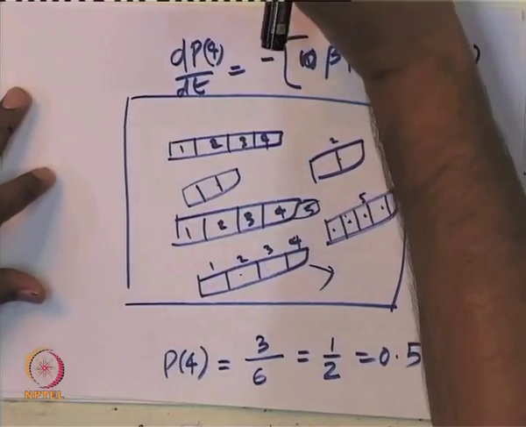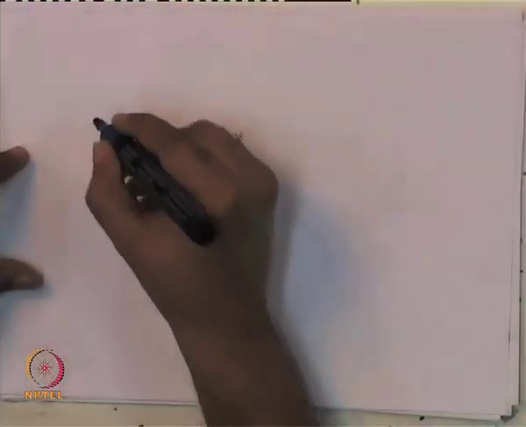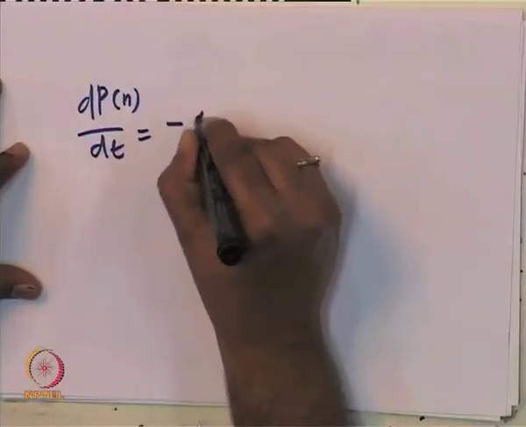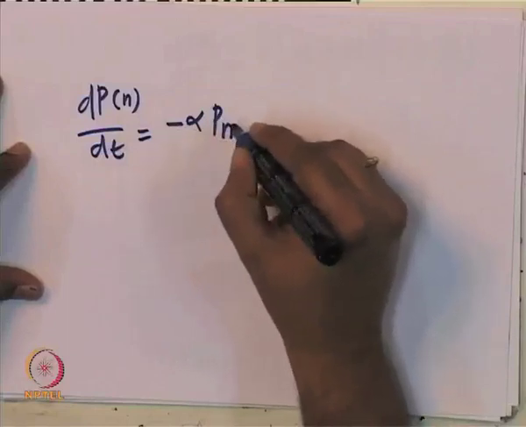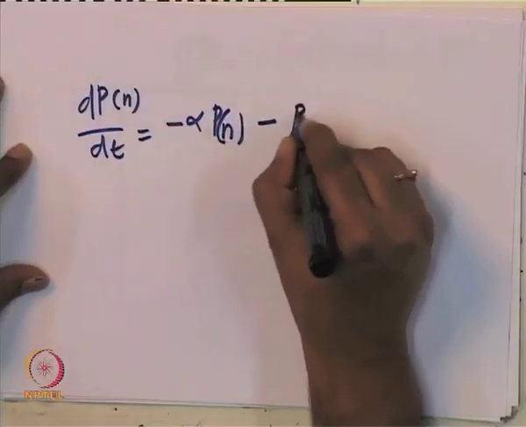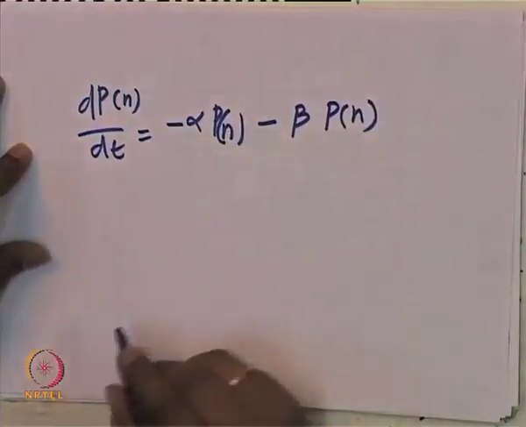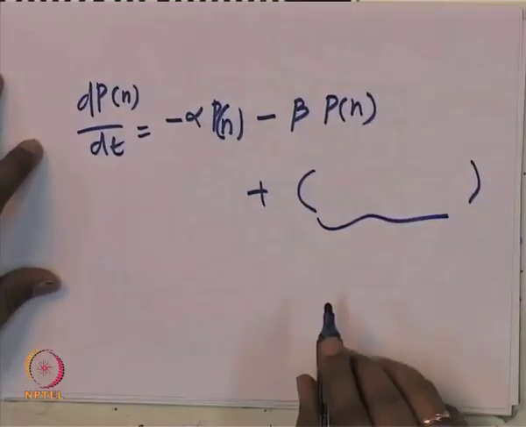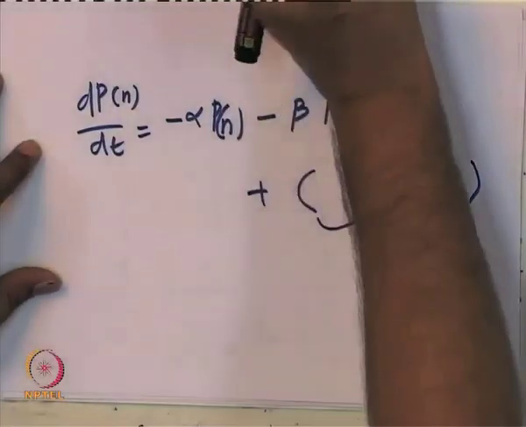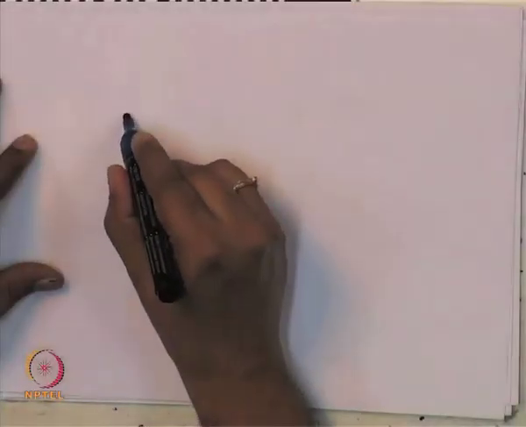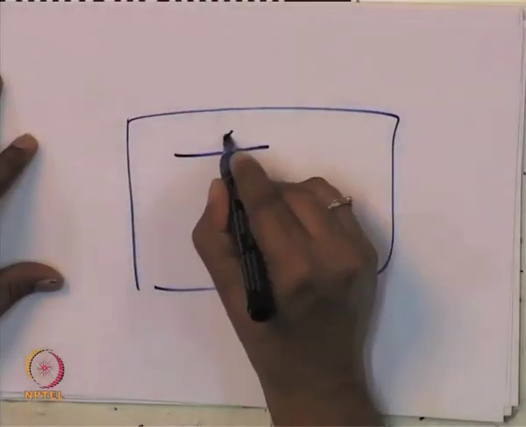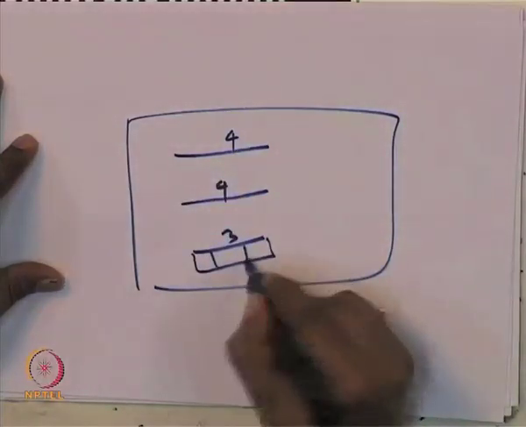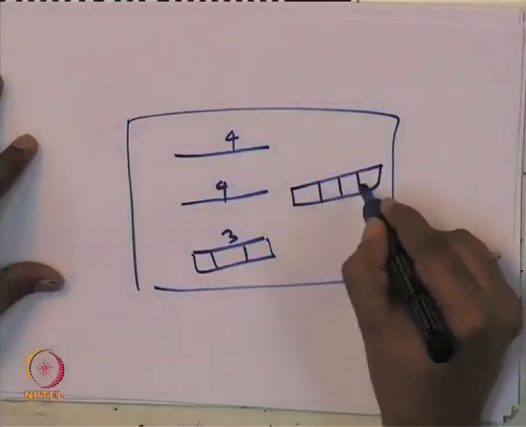So, the master equation that we think of: dPn by dt will decrease with alpha, will decrease with beta, plus a few more things are going to happen. So, what is this? Now, let us imagine you have a case. This has 4 monomers, this has 4 monomers, this has 3 monomers, this has 5 monomers.